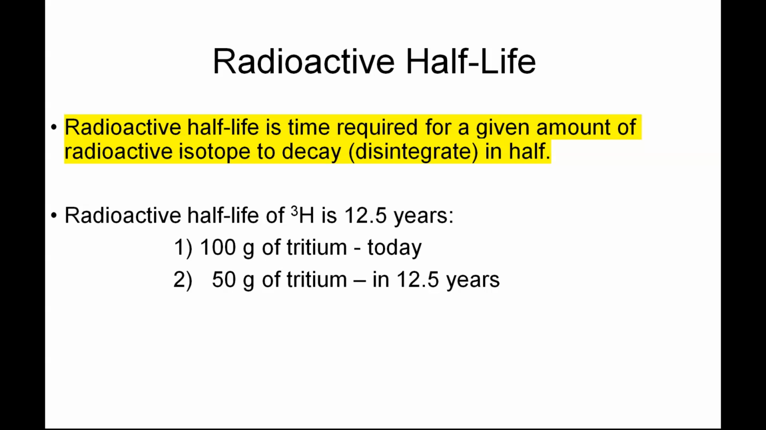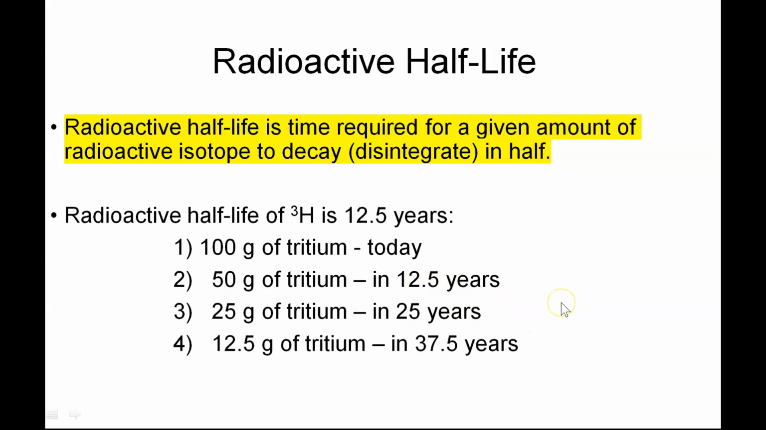Now, how long do I have to wait to have 25 grams? I have to wait another 12.5 years. From today, it's going to be 12.5 years and another 12.5 years, which is 25 years, right? So after 25 years, I will have 25 grams of hydrogen-3 or tritium. And how long do I have to wait to have half of this, 12.5 grams? I have to wait another 12.5 years. So from today, it's going to be 37.5 years.